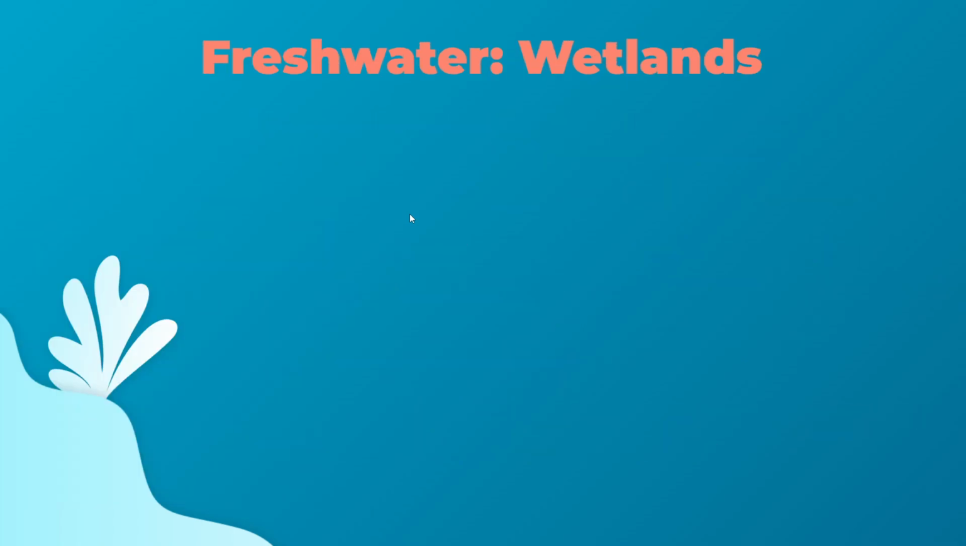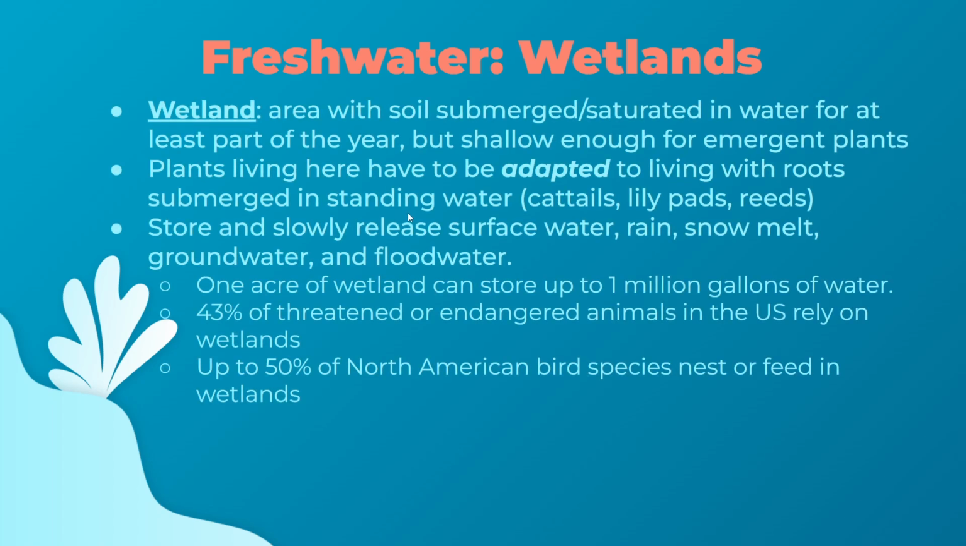Freshwater wetlands are areas where the soil is submerged or saturated with water for at least part of the year, but it's still shallow enough for what we call emergent vegetation, which are plants that have their roots in the soil but extend up and out of the surface of the water.